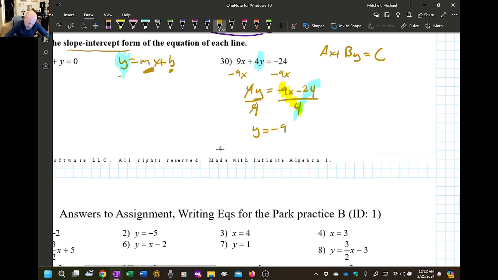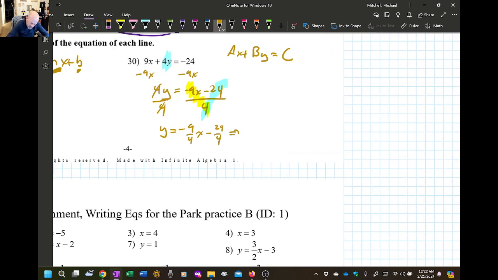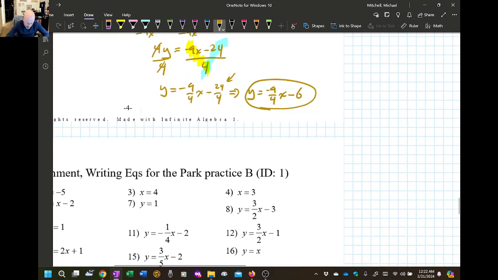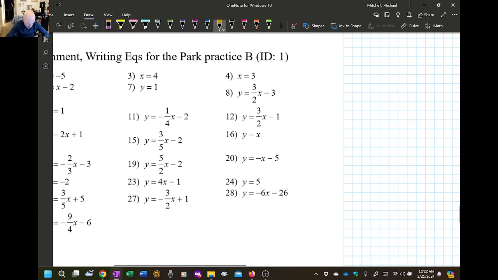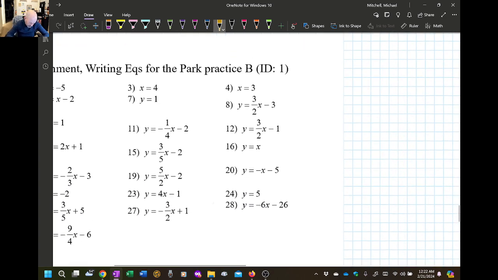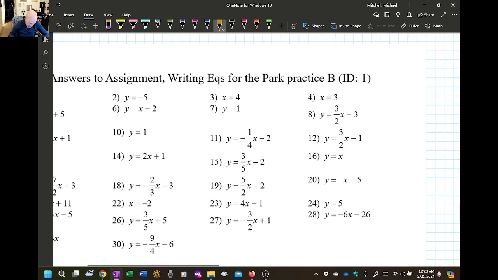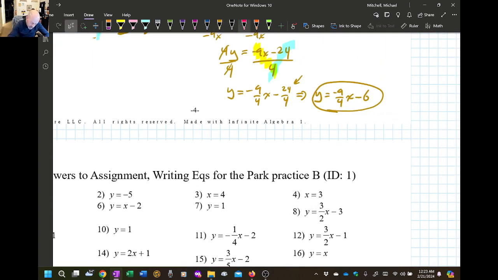-9 over 4x minus 24 over 4. But I can simplify this just a little bit. Y equals -9 over 4x minus 24 divided by 4 is 6. You will always see that reduced. This might be right. You haven't made any mistakes, but you haven't finished it yet. We do need to recognize 4 goes into 24. And let's check this out. -9/4, so we got it right down there, so you can see it was just off the screen. There it is. And we got that right.